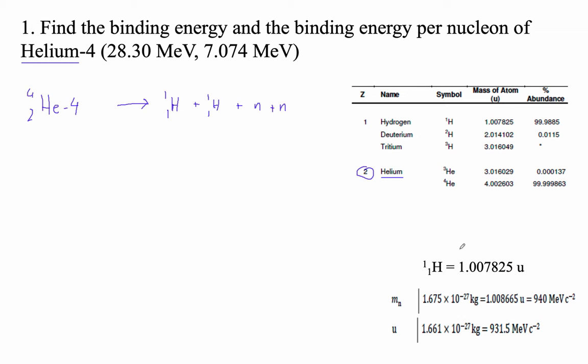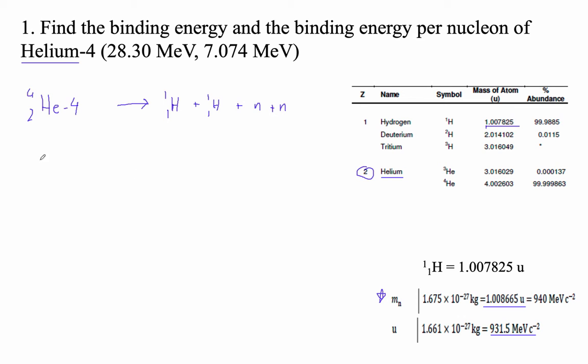The mass of a neutron is actually in your packet, so you've got that, and we're going to use this mass right there. We're also going to use the fact that one atomic mass unit, if you convert it to pure energy, is this many million electron volts. We're also going to use this mass of hydrogen, which is the same as this.